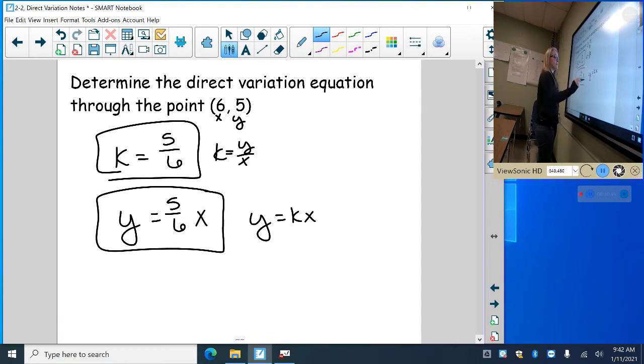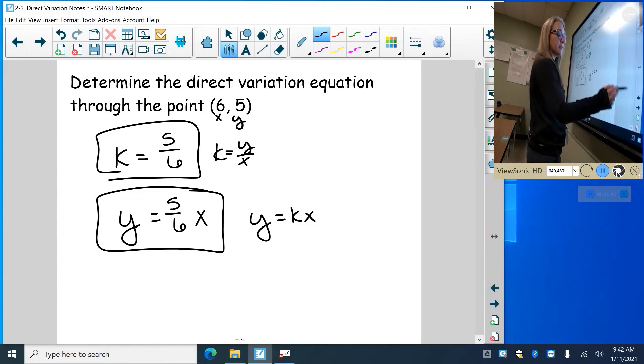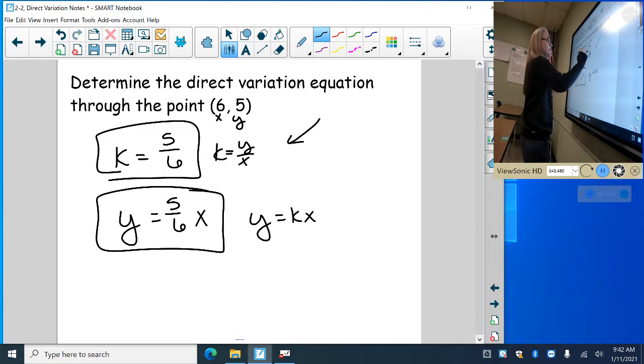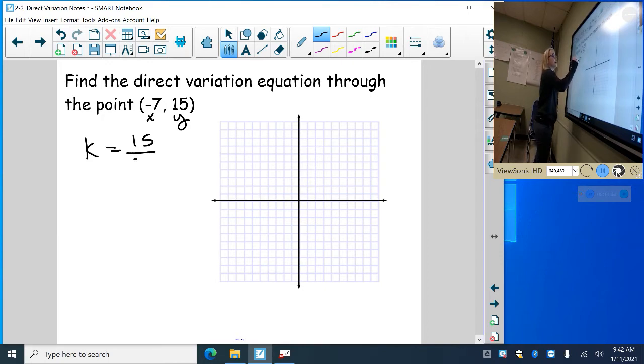That is the most common mistake that students make when they do direct variation. So make sure you understand the difference between the constant of variation and the function rule or the equation. Find the direct variation equation through the point (-7, 15), and then this one, the directions, I want you to graph it. So this is x and this is y, so that means k equals 15 over -7. To write the function rule, I have y equals 15 over -7 x.